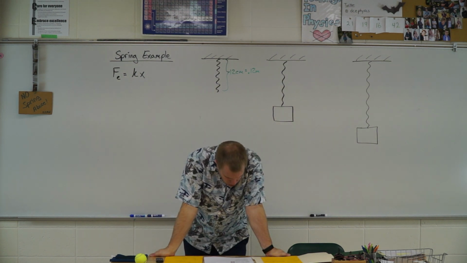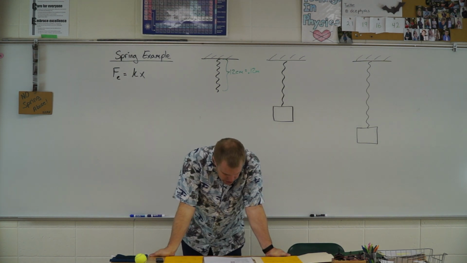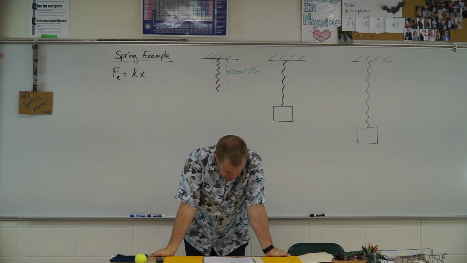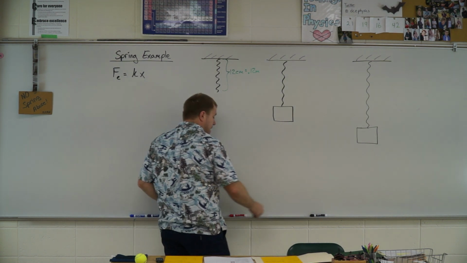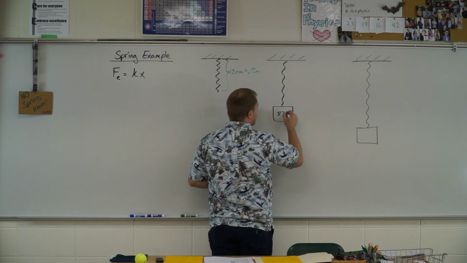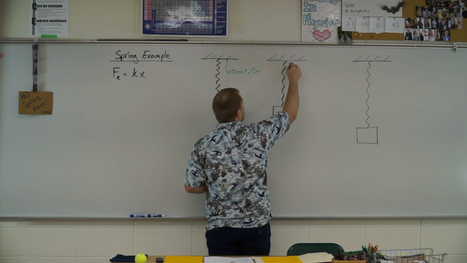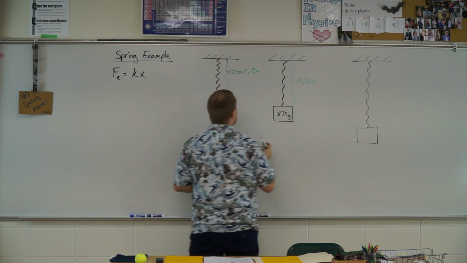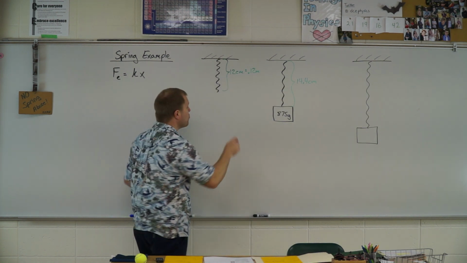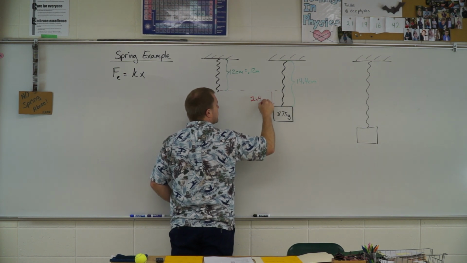Part A says, when you hang an 875 gram weight from it, it stretches to a length of 14.4 centimeters. What is the force constant in newtons per meter of this spring? Okay, so they put on a 875 gram weight, and it now stretched to 14.4 centimeters, meaning that it stretched how far? Well, it stretched 2.4 centimeters.